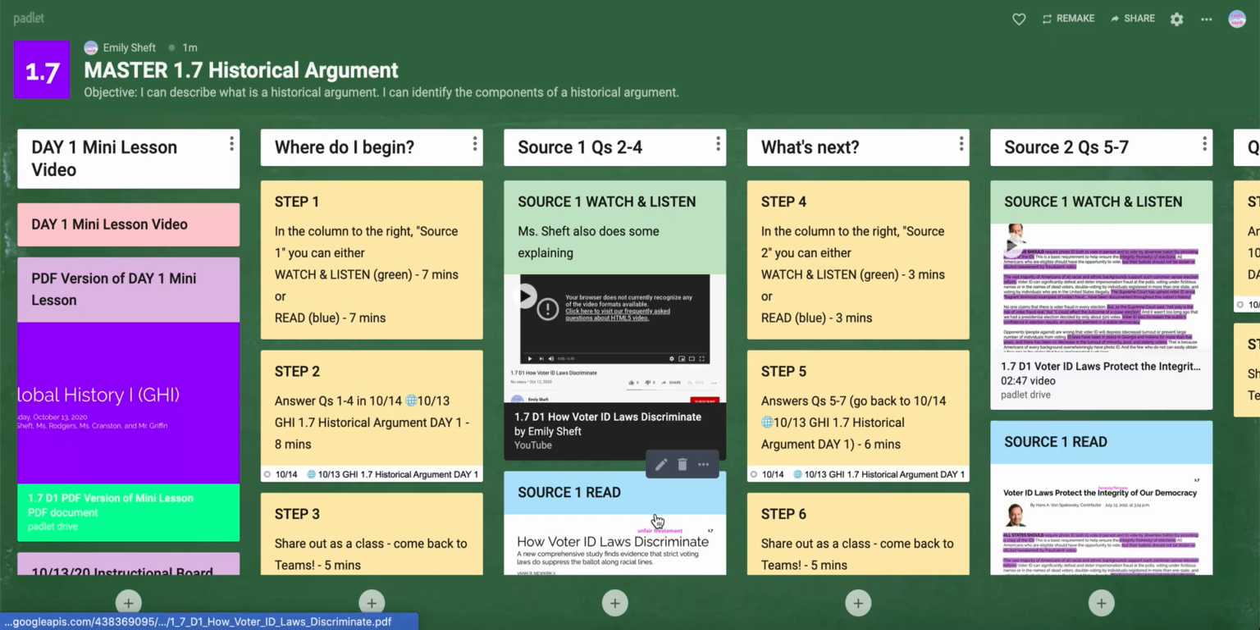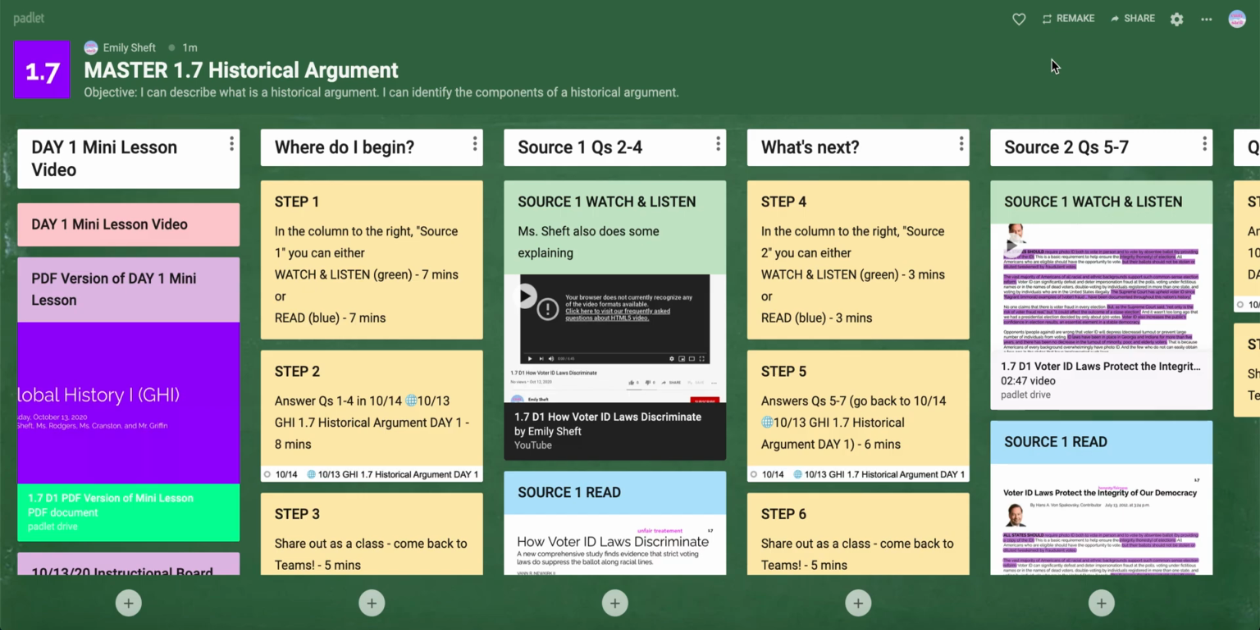So what we're going to do today is look at two different sources. We're going to look at a source that argues for voter ID laws and one that argues against voter ID laws. We're going to identify the author's claim or argument, a piece of evidence, and a piece of reasoning, analysis, or explanation for each of the sources. And then at the end, we're going to decide which author did a better job. Basically, we're going to decide who had a better historical argument.